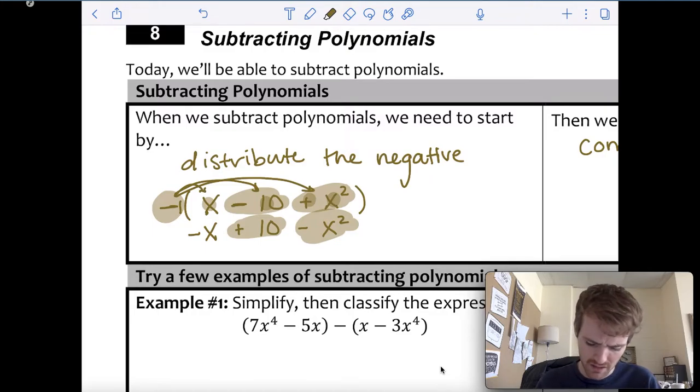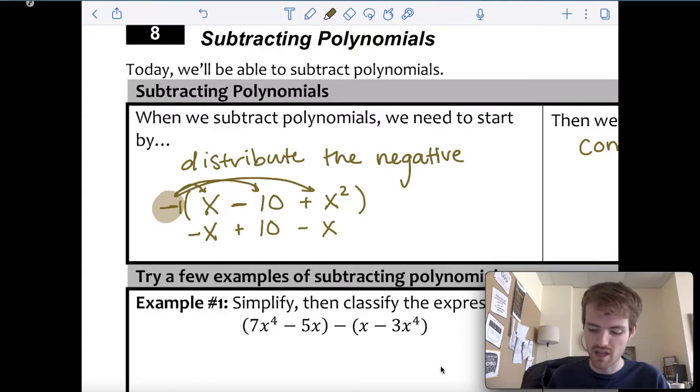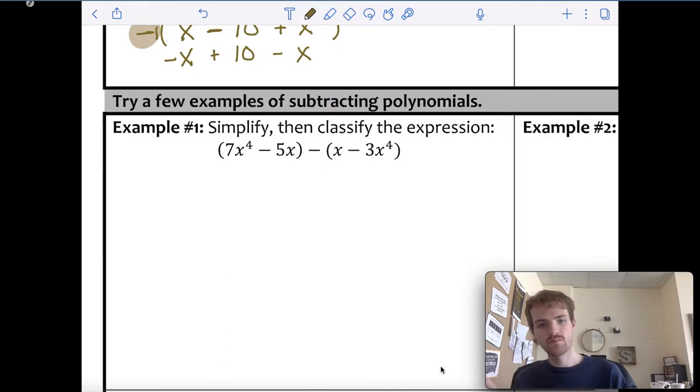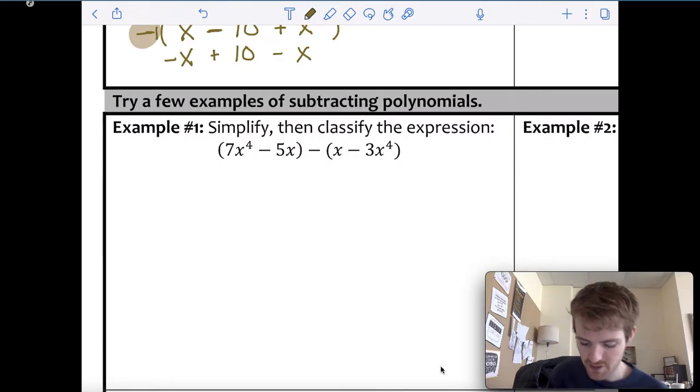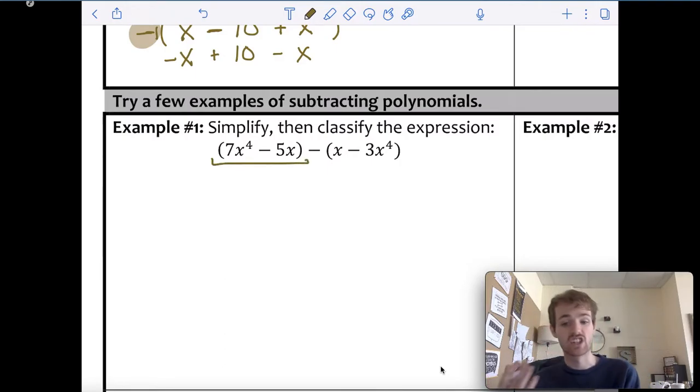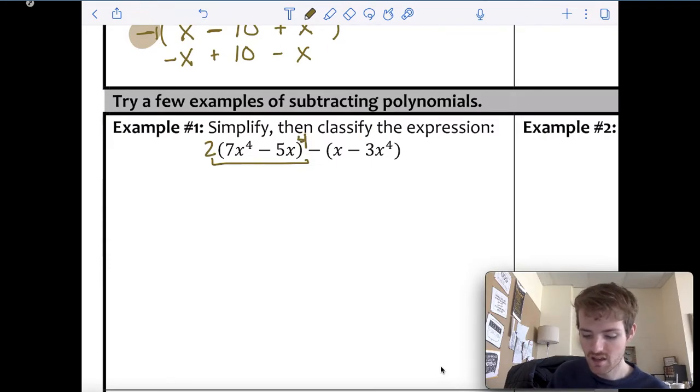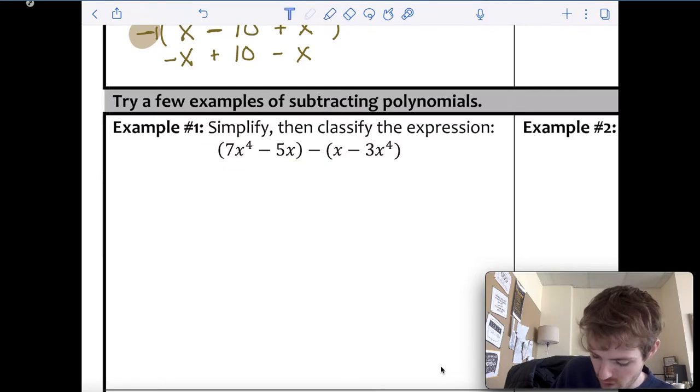We'll get practice with this, so if you're confused, that's okay. We'll break it down. Here, when I look at this first parentheses, is there anything that I need to do? No. I don't see a number out in front to distribute. I don't see an exponent that I have to worry about. So I'm good to go ahead and just write it as is.